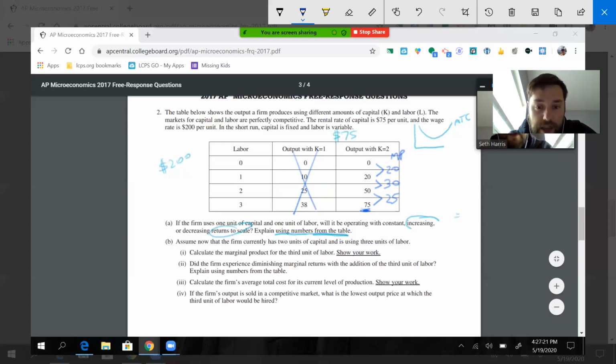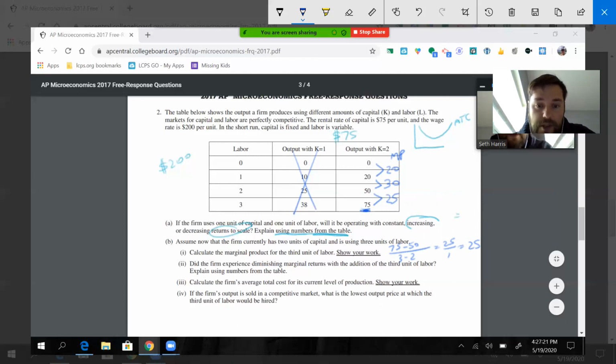Now the question says, calculate the marginal product for the 3rd unit of labor and show your work. So the marginal product for the 3rd worker is 75 minus 50, which is what we did. You do also have to do it over the change in quantity of workers. In this case, we always go up by 1s and not 2s or 3s. So you end up with 25 over 1 equals 25 for the marginal product of the 3rd unit of labor.